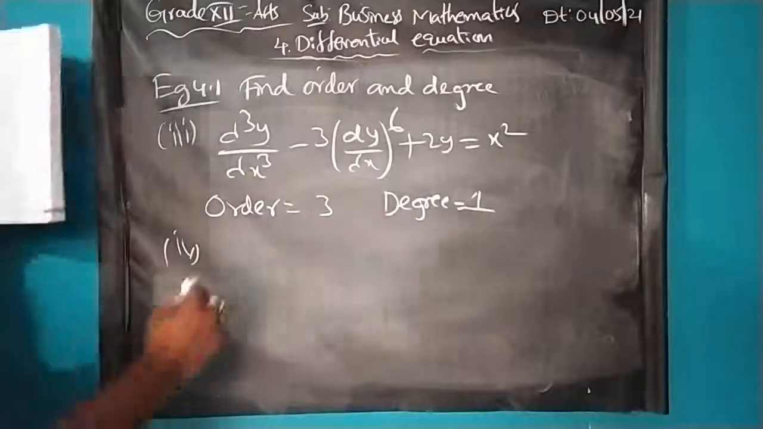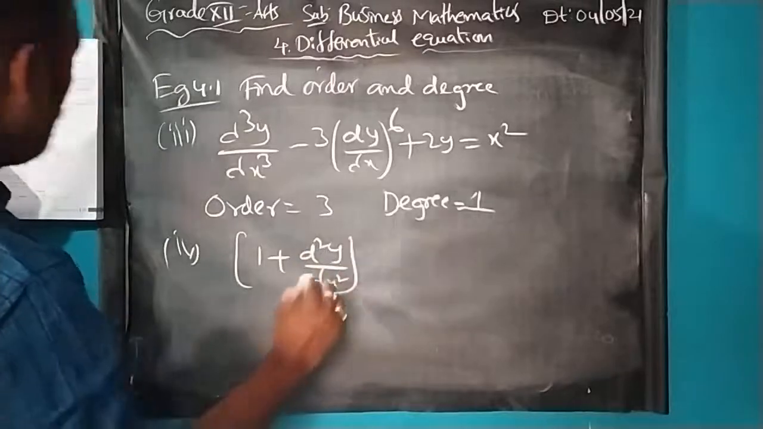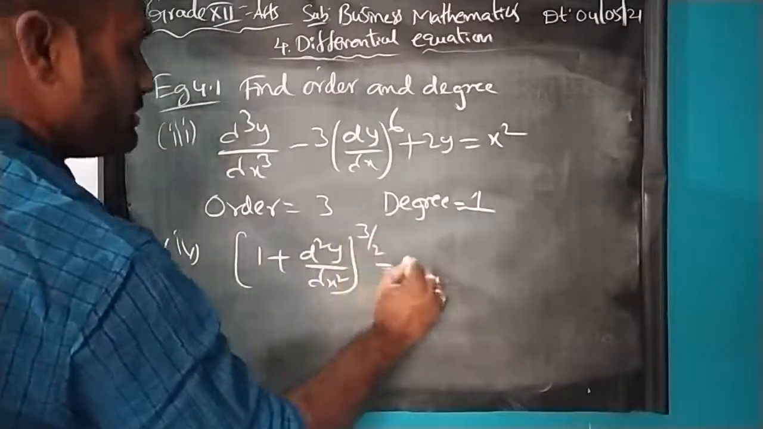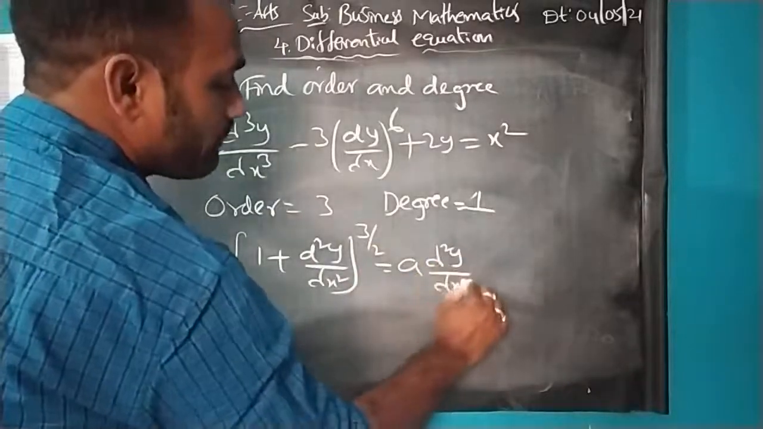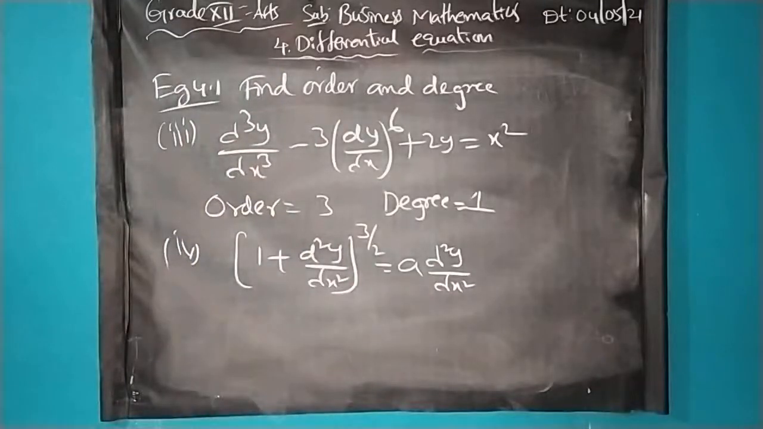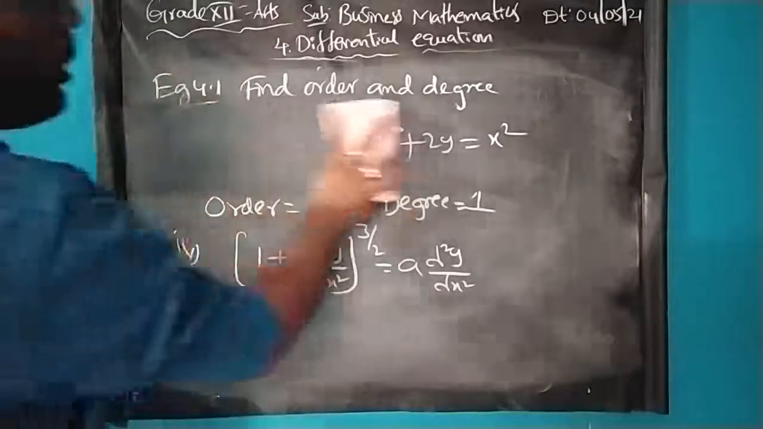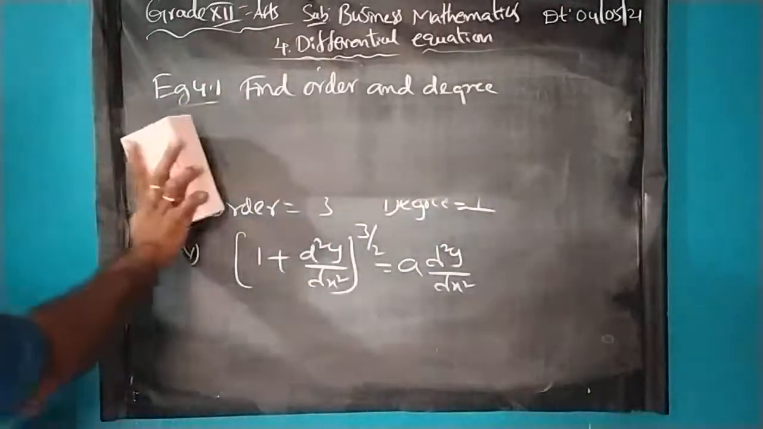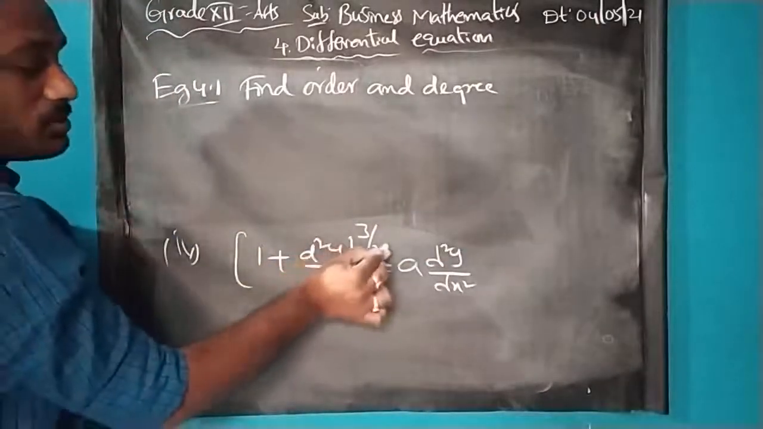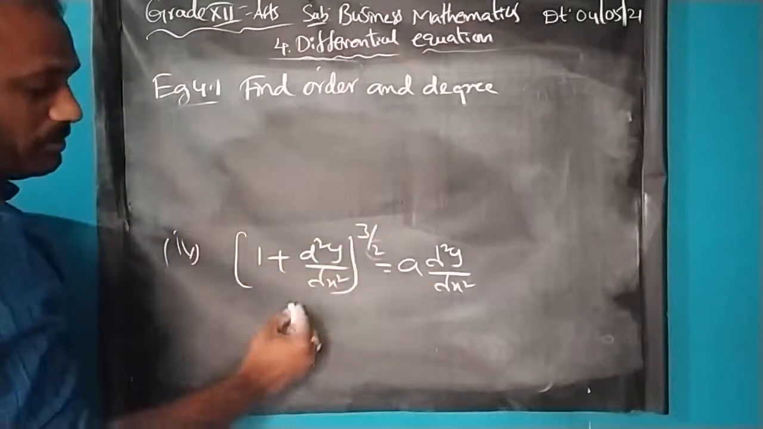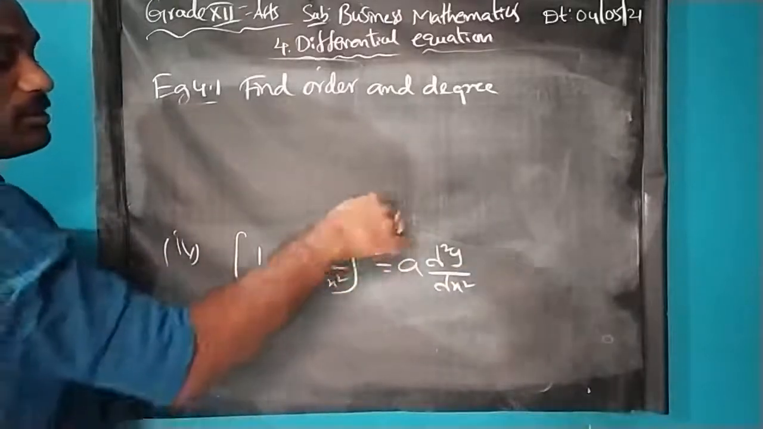Next, let us see the fourth question. 1 plus d square y by dx square whole to the power of 3 by 2 equals a d square y by dx square. Here we can state the order and degree only when the powers are normal numbers, not fractions or radicals. So here 2 is there in the denominator, so let me do squaring on both sides. If 3 is there, I have to do cubing on both sides. Since 2 is there, I will do squaring on both sides, and the 2 gets cancelled.